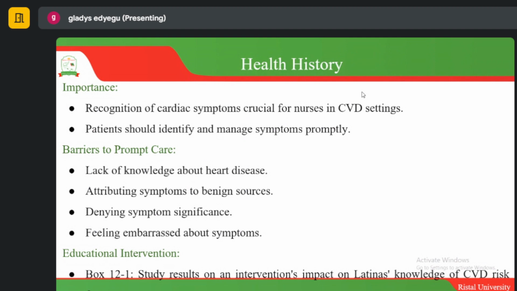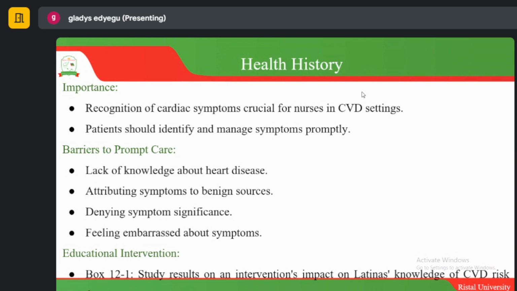Then also denying symptom significance. When you're asking the history, the patient may explain to you, but as he's explaining, you'll realize that this patient is having some kind of denial, because some of them feel it is psychologically traumatizing when they know that they have such conditions. So some of them can be expressing, but you'll realize this patient is trying to deny the condition he's having in relation to the history he's giving to you.